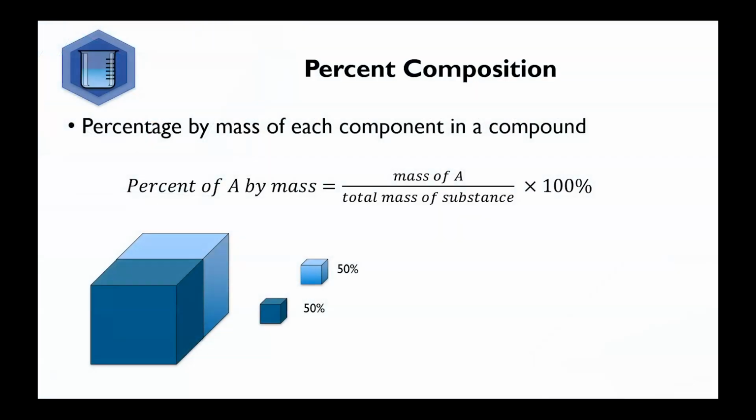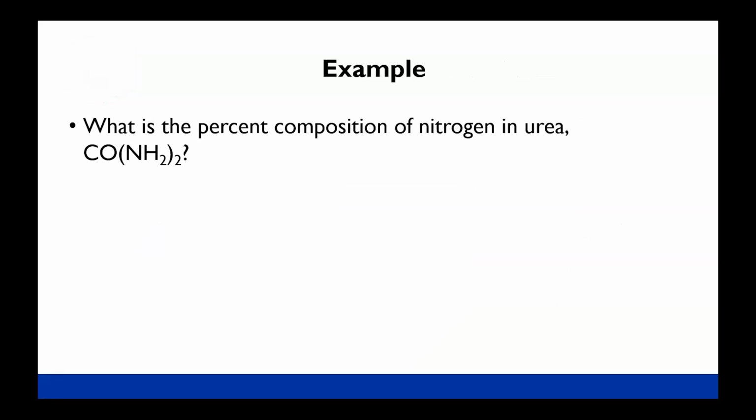Percent composition. Percent composition is the percent by mass of a component within a compound. For example, if you have a compound made of 2 components of equal mass, then the percent composition would be 50%. Let's look at an example. What is the percent composition of nitrogen in urea?